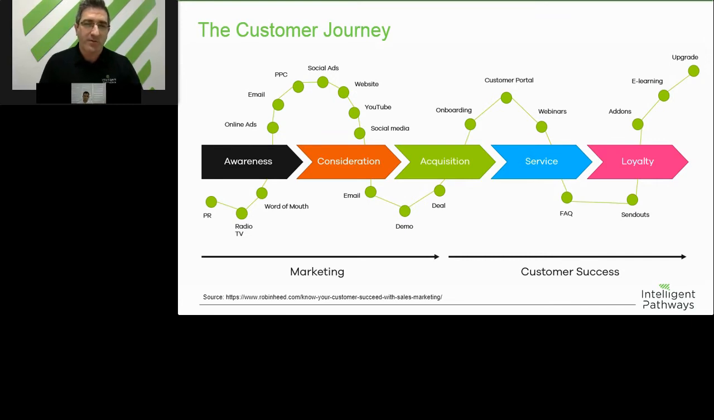What we're going to focus on now, and I'll pass to Nadesh, is the marketing phase leading up to acquisition, because that's where a lot of new activity is happening. Over to you, Nadesh. Thank you, Simon.